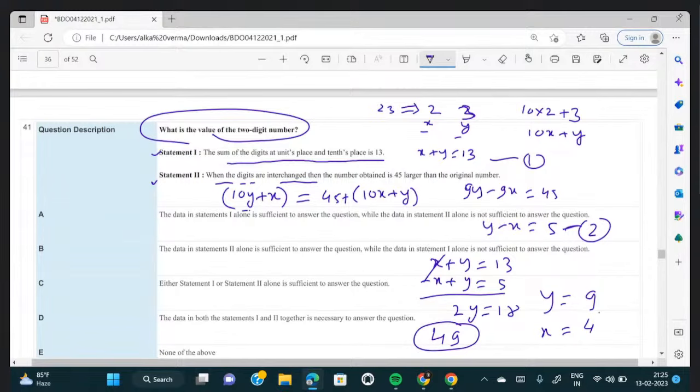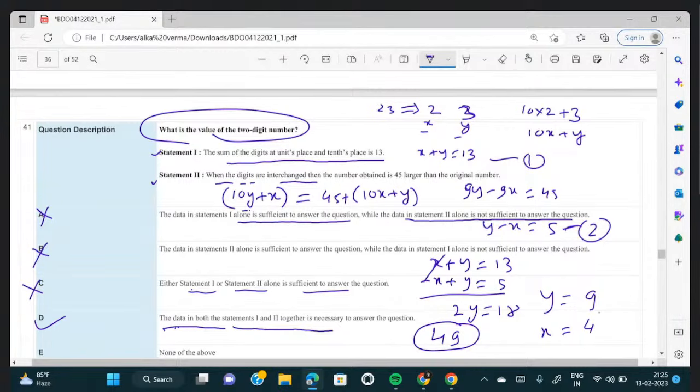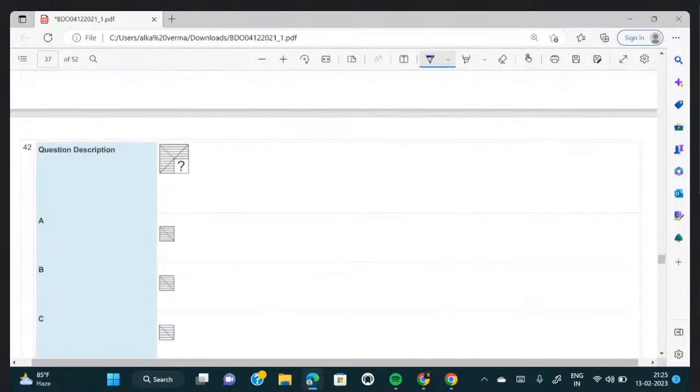The data in statement 1 alone is sufficient to answer, while the data in statement 2 alone is not sufficient to answer this question. No. The data in statement 2 alone is sufficient, while data 1 alone is not sufficient. No. Either statement 1 or statement 2 alone is sufficient. No. Both the data in statement 1 and 2 together are necessary to answer this question. Hence option number D. Question number 42.